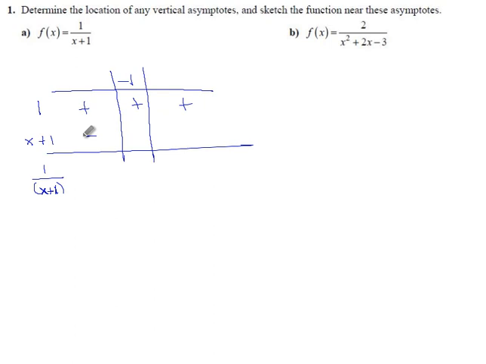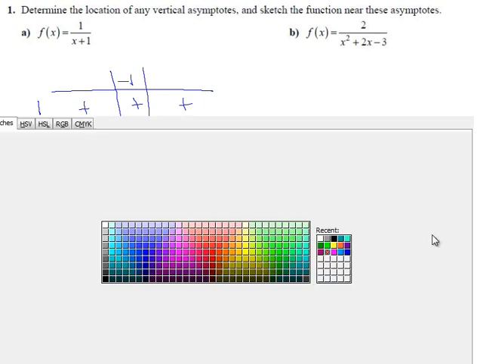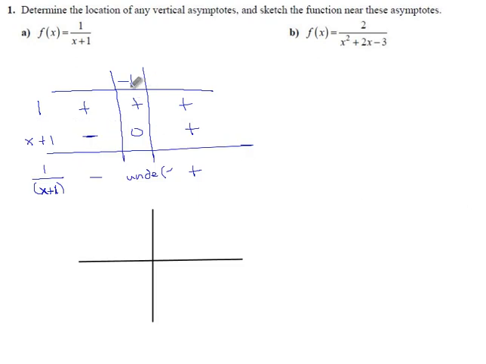X plus 1 is negative if you're lower than -1. Then it hits 0, and then it goes positive. Positive over negative is negative. Positive over 0 is undefined. Positive over positive is positive. And all that tells us that on our graph, we know we're going to have a vertical asymptote at -1.